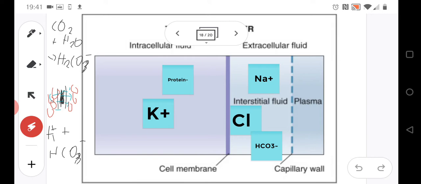And now, composition, an important thing. In the intracellular fluid, the main cation that we have is potassium. In the extracellular fluid, the main cation that we have is sodium. What else is important? The other thing that has completely different concentrations in those compartments is the proteins.